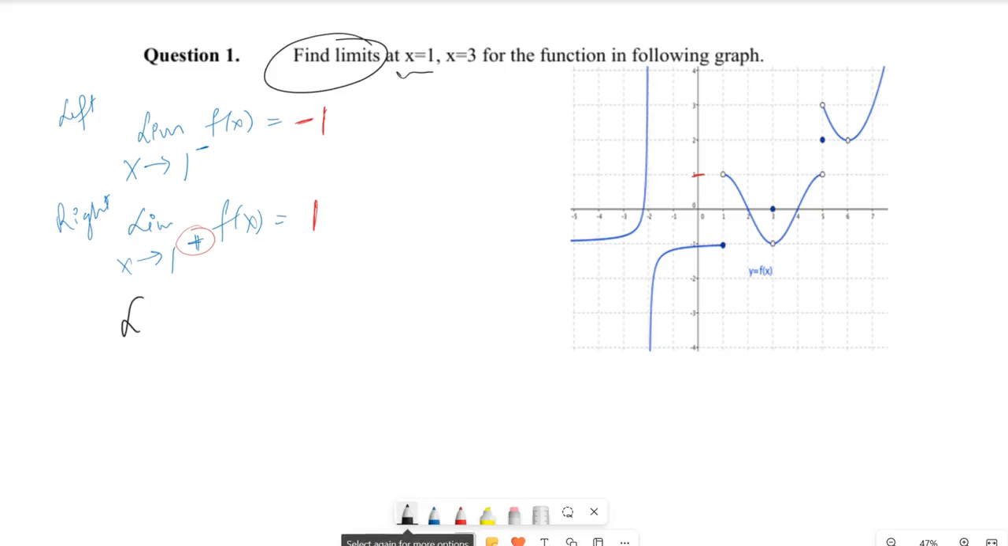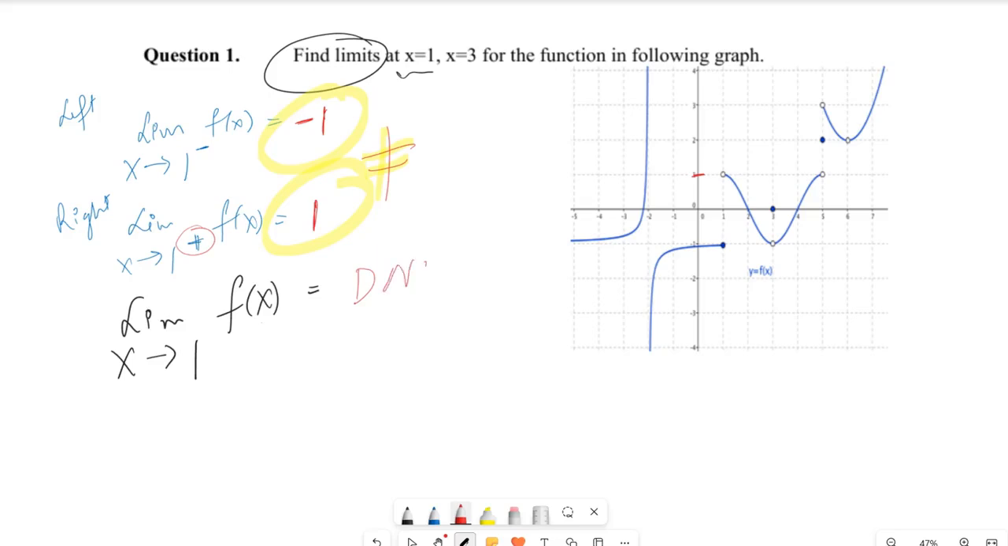Now comes the question of the limit of the function as x approaches 1. That limit exists if the left and the right limit are the same and both exist. In this case, they both exist, but they are not equal to each other. Therefore, the limit of the function as x approaches 1, we are going to say does not exist.